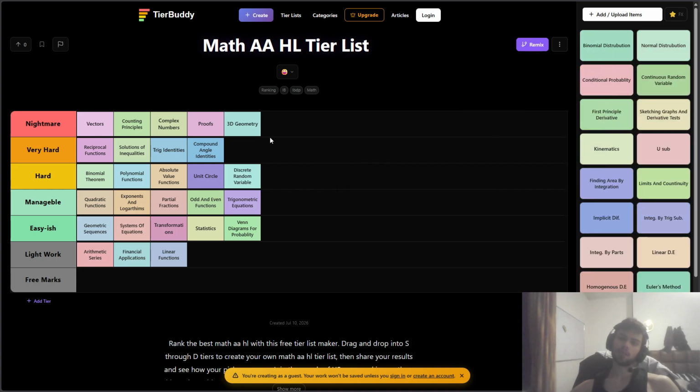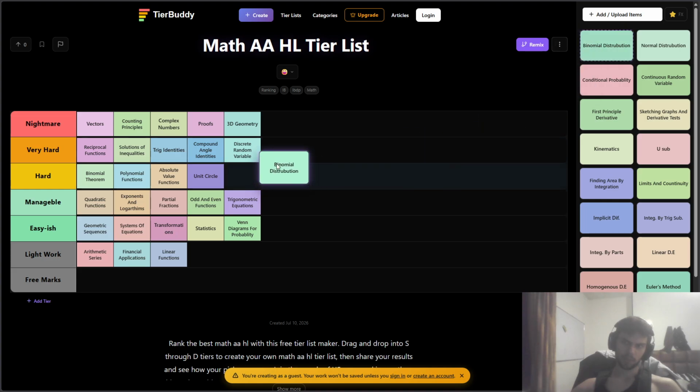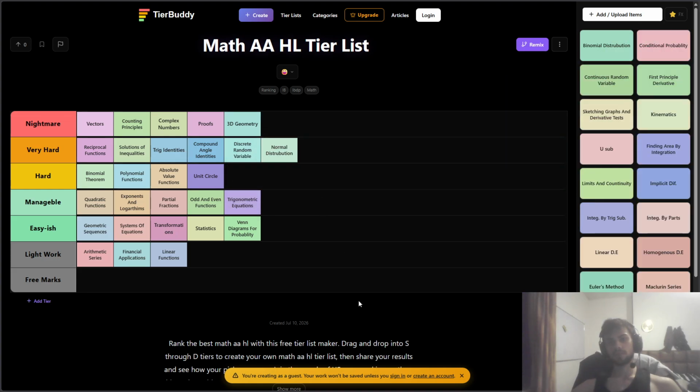I think it's probably the very hard tier because sometimes you get really easy questions. Sometimes you get some section B garbage and you can't solve the paper and you cry in a corner. Why did I write binomial distribution twice? Binomial distribution, yeah, it's just the same as the discrete random variable. No? Anyways, normal distribution. Very hard.